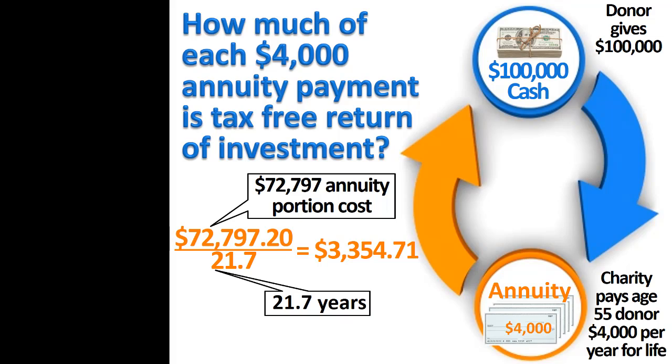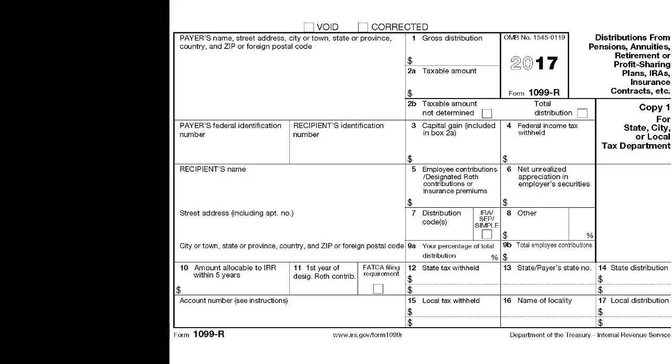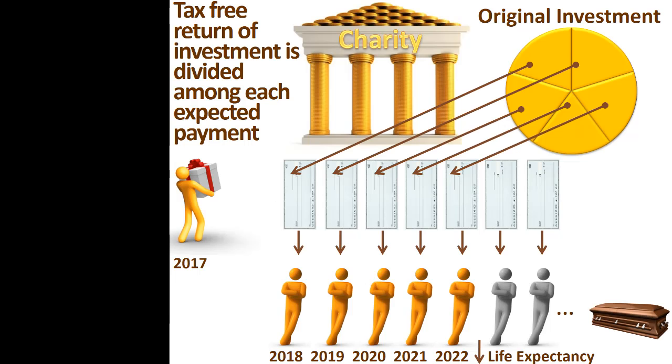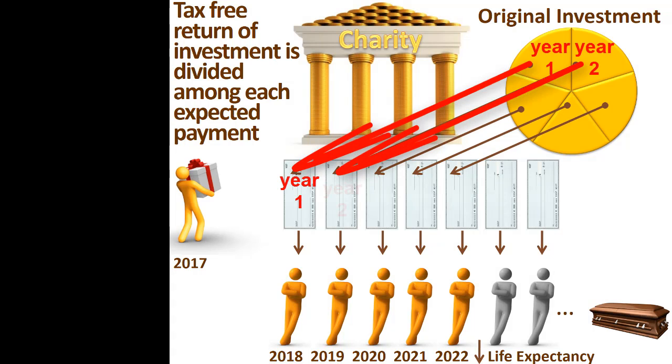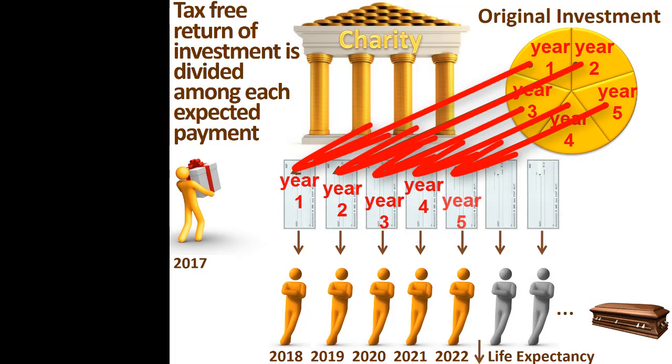Note that the charity is required to send each annuitant an IRS Form 1099-R, which indicates what part of each payment is tax-free return of investment, what part is taxable income, and if the gift annuity was purchased with appreciated property, what part is capital gain. The tax-free return of investment is divided among each expected payment. If an older annuitant had a life expectancy, that is, expected return multiple, of 5 years at the creation of the charitable gift annuity, then each year for 5 years, 1/5 of the donor's original investment in the annuity portion of the transaction would be returned to the donor.